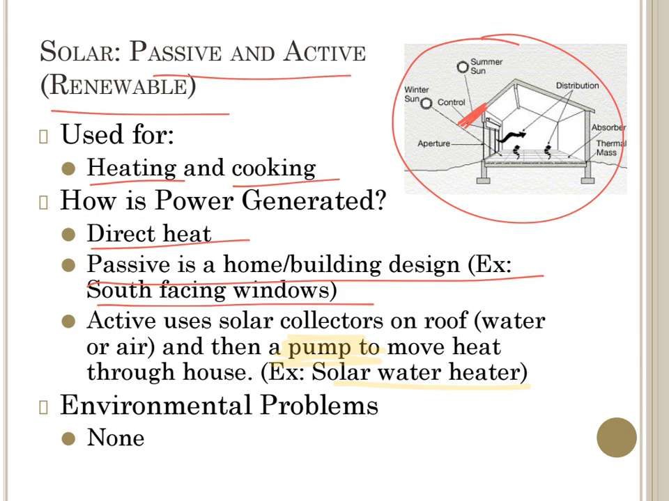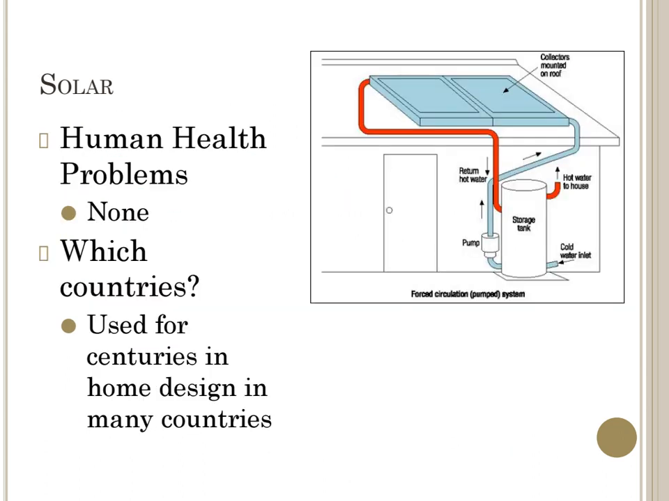No environmental problems with this one. Also, no health problems with this. And solar passive design has been used for centuries in home design. So people have known this for many, many years and have designed homes to maximize heating the house in the winter. This up here is actually active solar. So you have solar collectors on your roof for air or for water, and a pump to, here's your pump, sorry, to pump. And that's why it's called active, because of the pump.